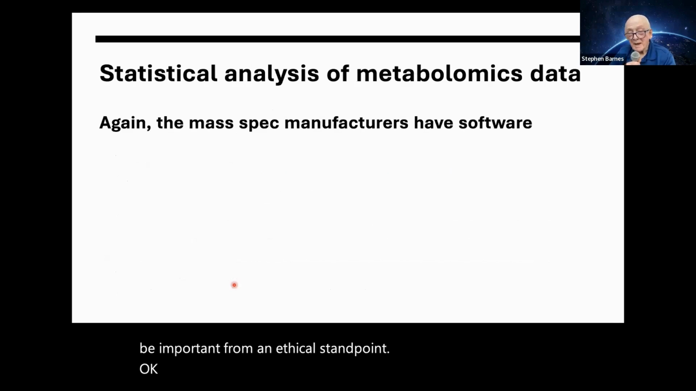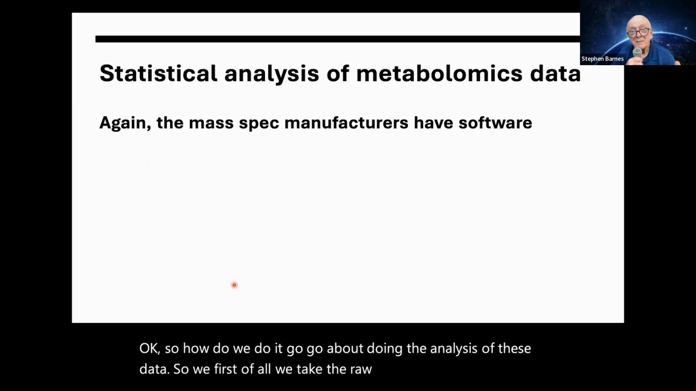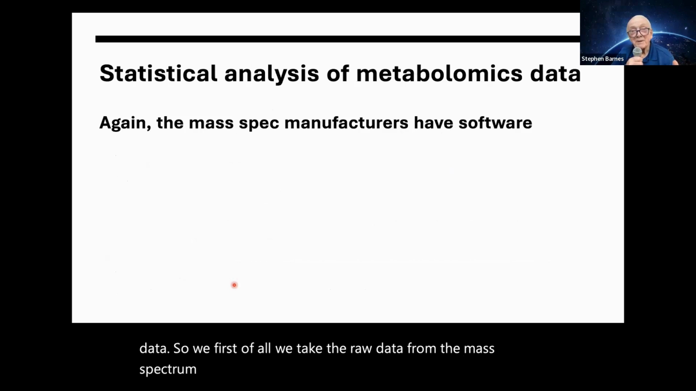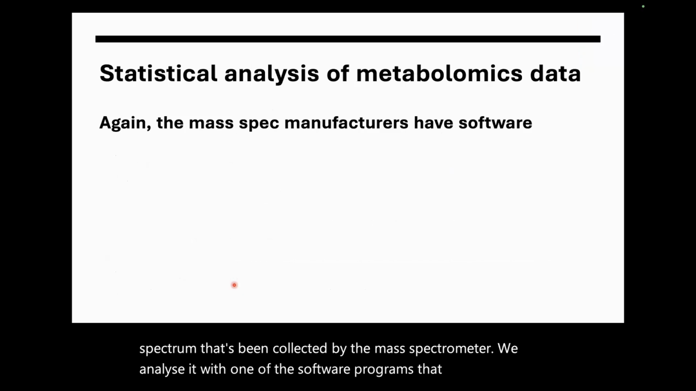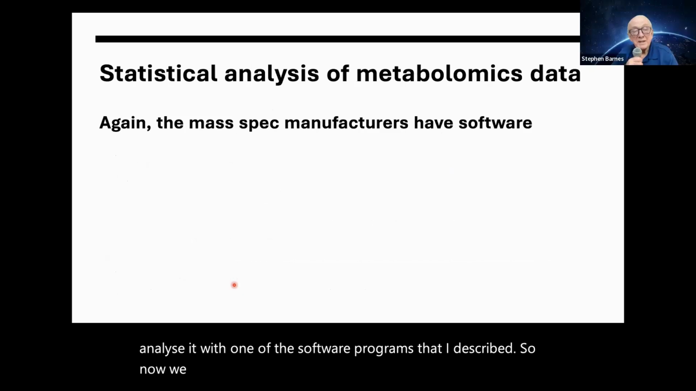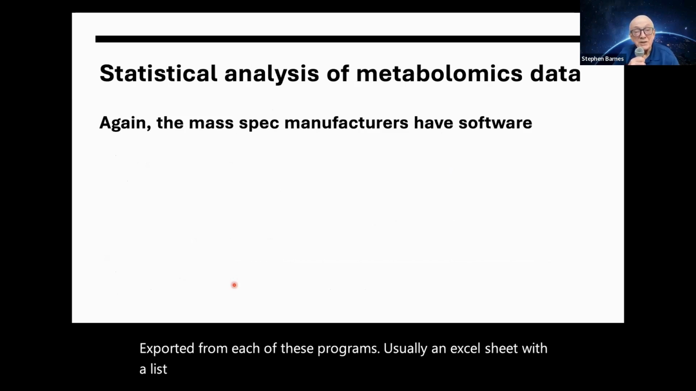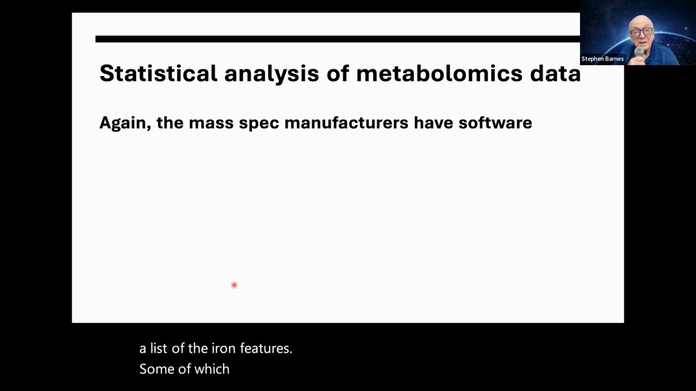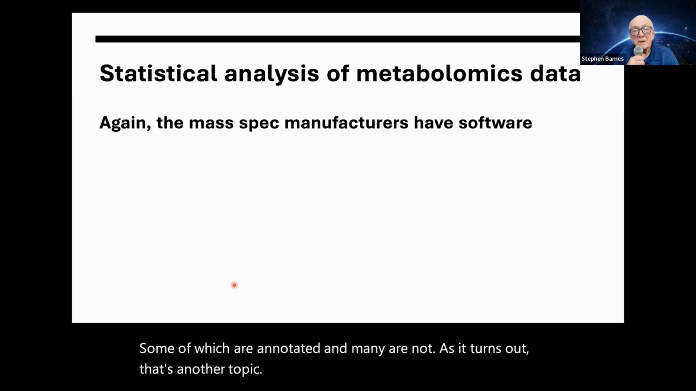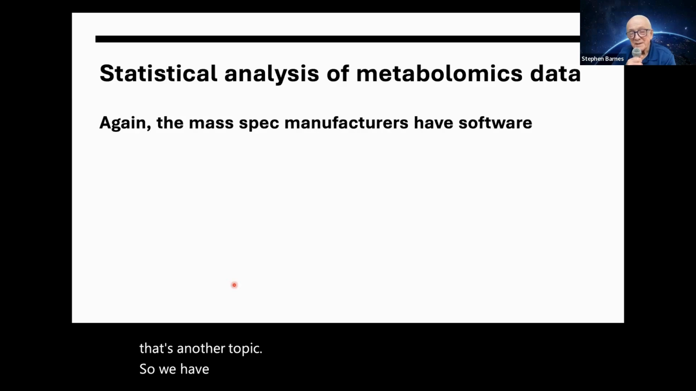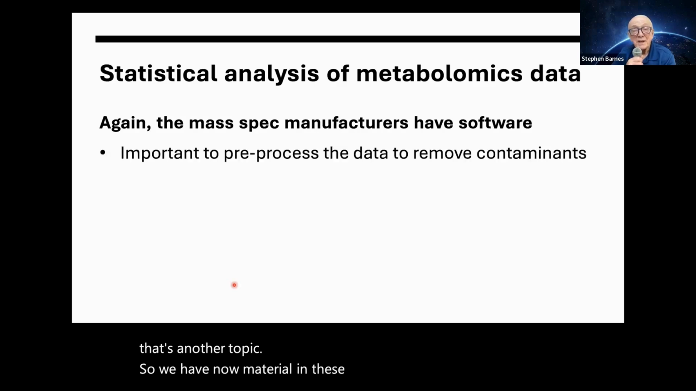Okay, so how do we go about doing the analysis of these data? First of all, we take the raw data that's been collected by the mass spectrometer. We analyze it with one of the software programs that I described. So now we have exported from each of these programs, usually an Excel sheet with a list of the ion features, some of which are annotated, and many are not, as it turns out. That's another topic. So we have now material in these Excel data sheets.